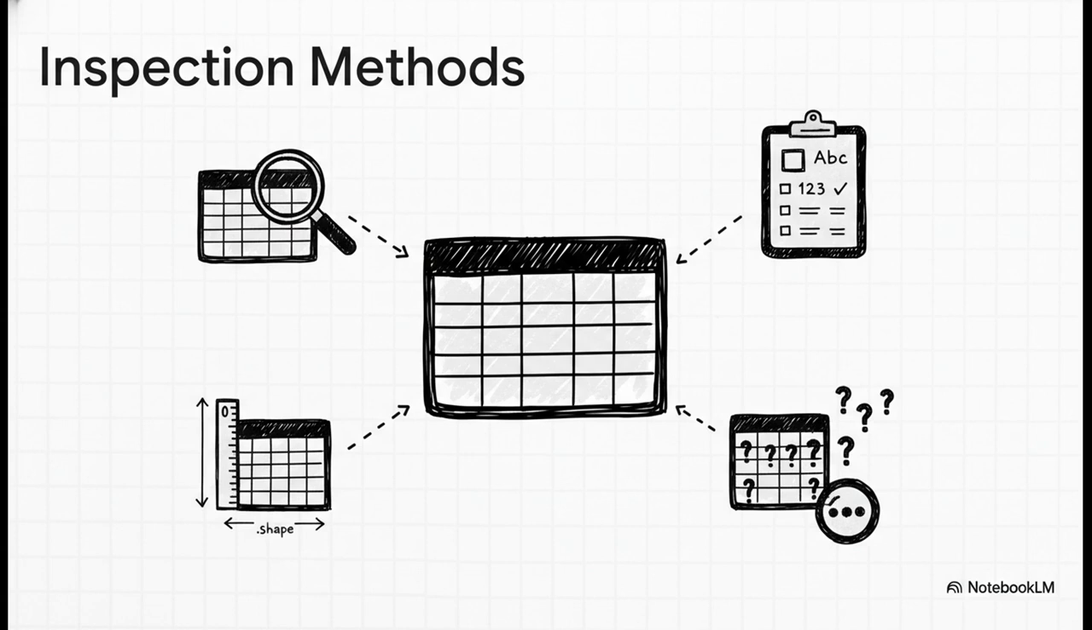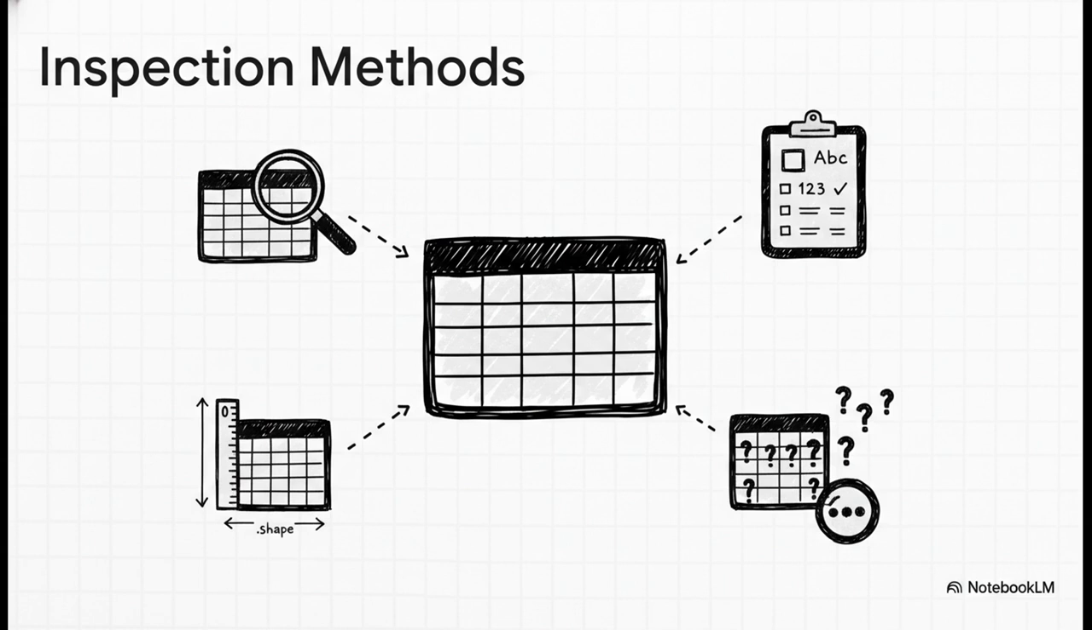.head gives you a quick peek at the first few rows just to see what you're looking at. .info gives you a fantastic technical summary of your data types and counts of non-missing values. .shape is simple. It just tells you how many rows and columns you have. And my personal favorite, .isnull().sum(), which instantly counts up all the missing values in every single column.